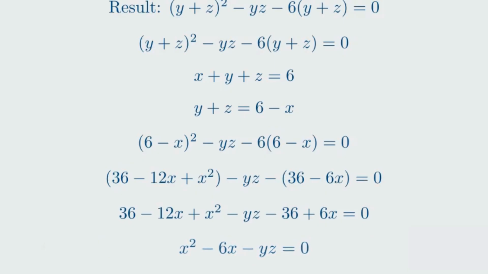We now have a relationship between x and the product yz. Let's call this our key result 1. Let's put aside key result 1 for a moment and look for another relationship between our variables. We started with two equations.